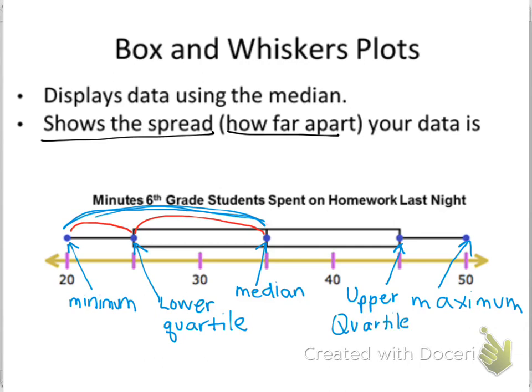So the 5 numbers that are really important in a box plot or box and whiskers plot are your minimum, your lower quartile, your median, your upper quartile, and your maximum. And what it does is it divides your data into 4 equal groups. So a quarter of our data is in between each dot.